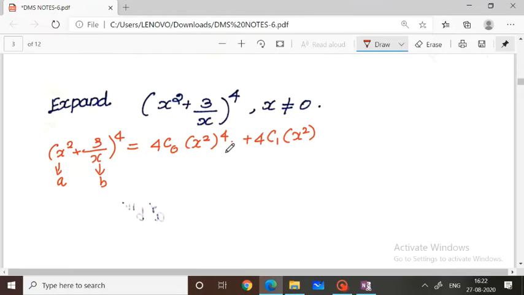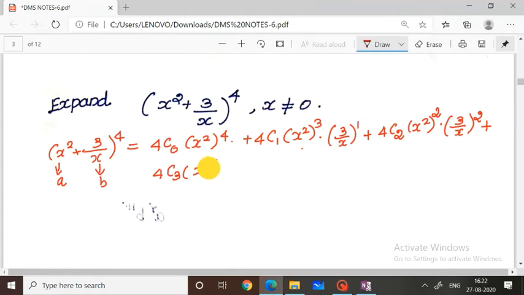So a raised to 4 into next term a raised to n minus 1. So a raised to 4 minus 1 is 3 into 3 by x the whole raised to 1 plus 4c2 into, what do you get here, x square the whole square into 3 by x the whole square plus, next term, 4c3 into x square the whole raised to 1 into 3 by x the whole cube plus the last term 4c4 into x square the whole raised to 0 into 3 by x the whole raised to 4.